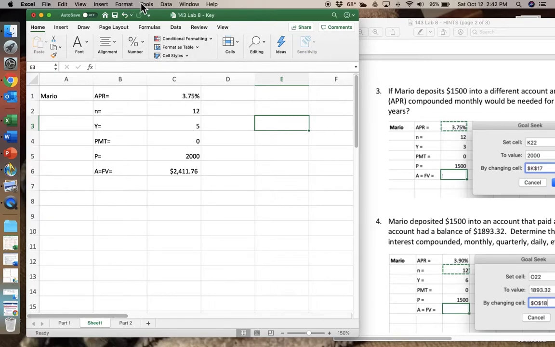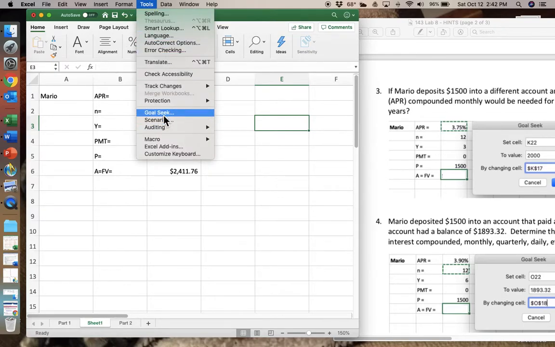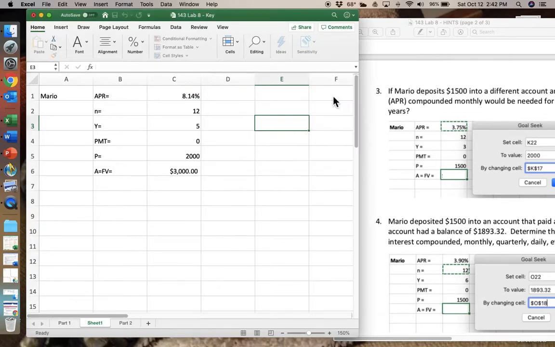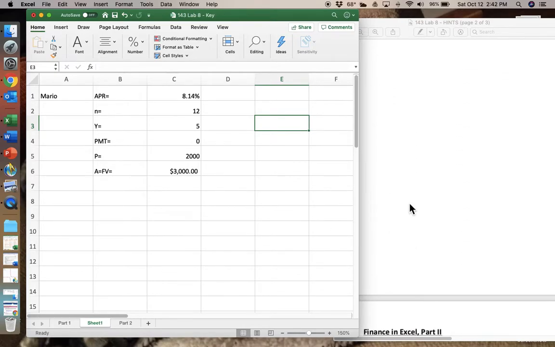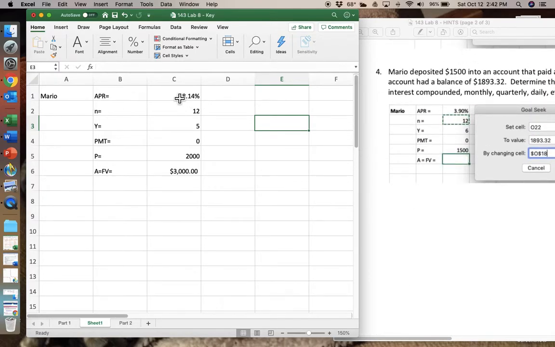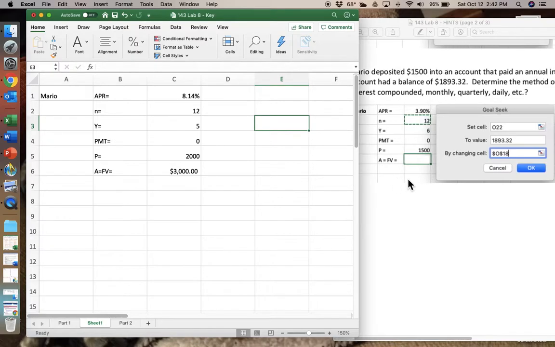So again, we go to Tools, Goal Seek. We're seeking to change this cell, the future value, to $3,000 by changing the cell with the APR in it. Okay. And you could see the rate would need to be over 8%. Okay, so you're going to do number 4. Just make sure you change everything back to what you need to.